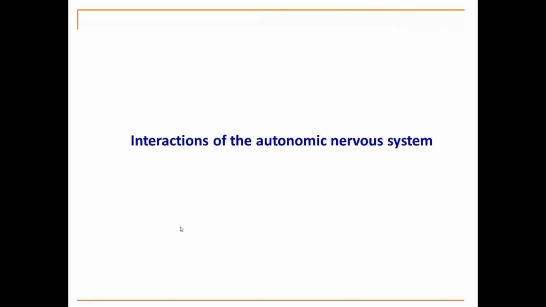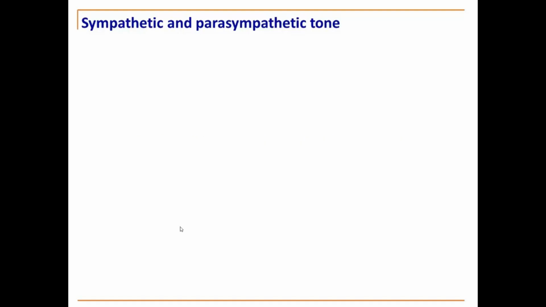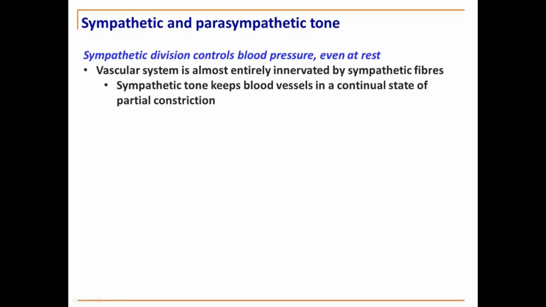So the last little bit that we're going to do today is we're just going to summarize the main interactions of the autonomic nervous system. So how is the autonomic nervous system controlled is what we're really thinking about in a lot of ways. So if we're thinking about sympathetic and parasympathetic tone, the sympathetic nervous system controls blood pressure even at rest. Okay, so short term it's helping to regulate those fluctuations, because long term it's done by blood volume, short term it has to be done for vasodilation, vasoconstriction, increase in heart rate and contractility.